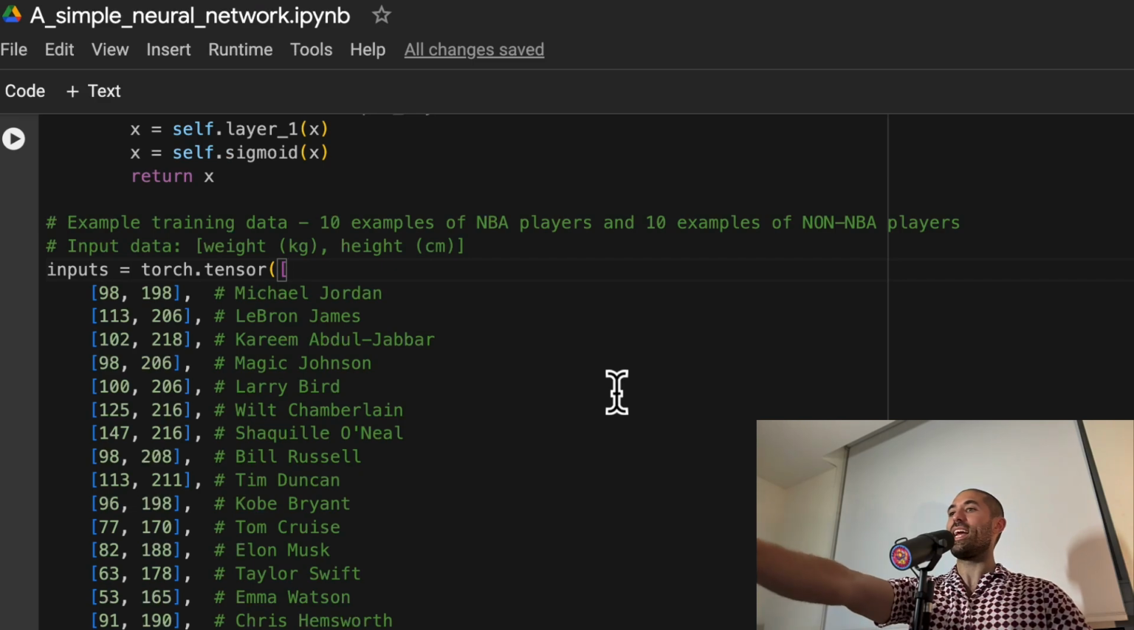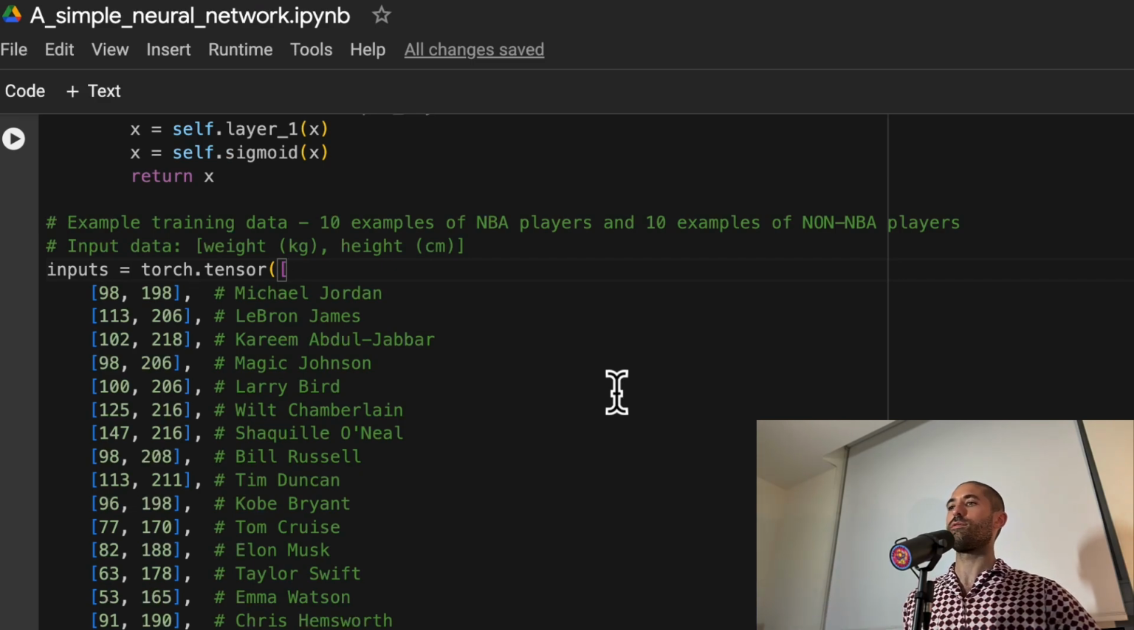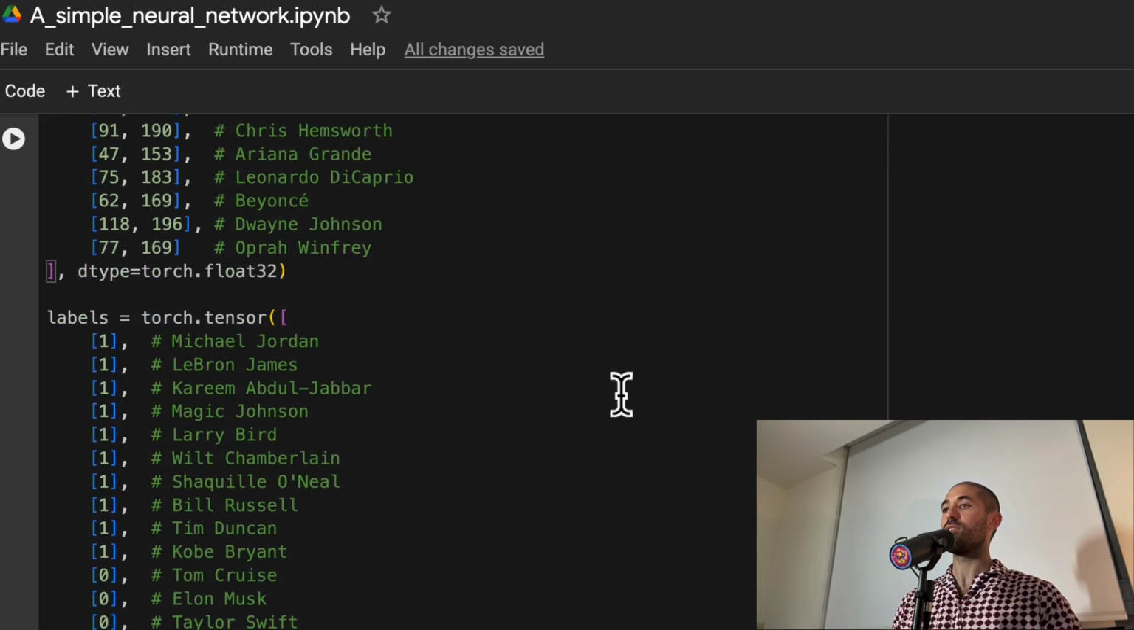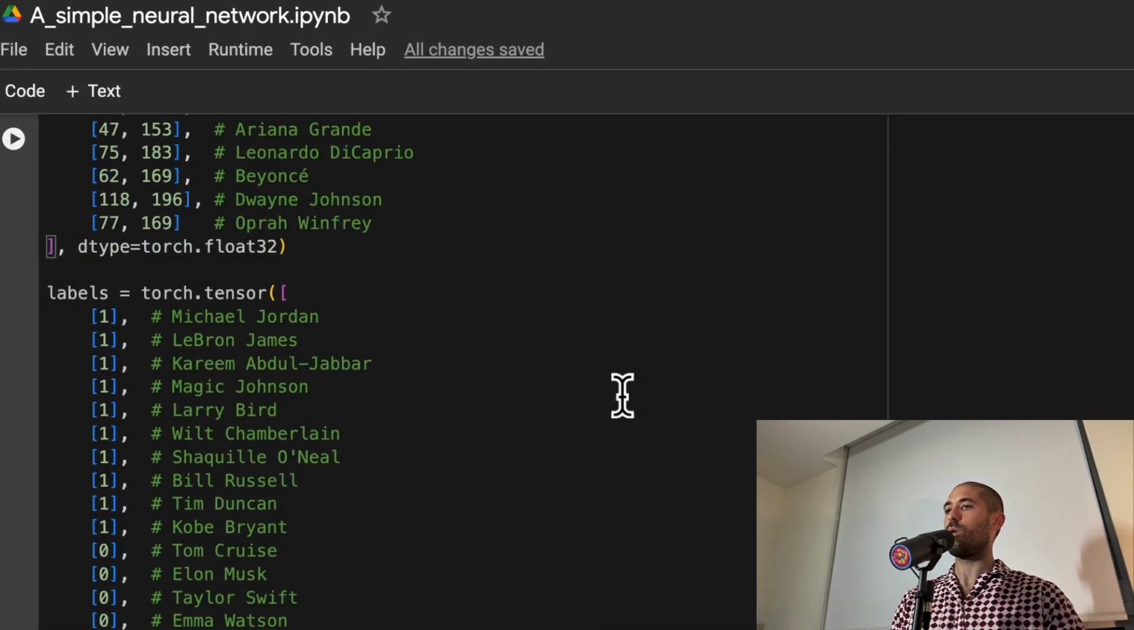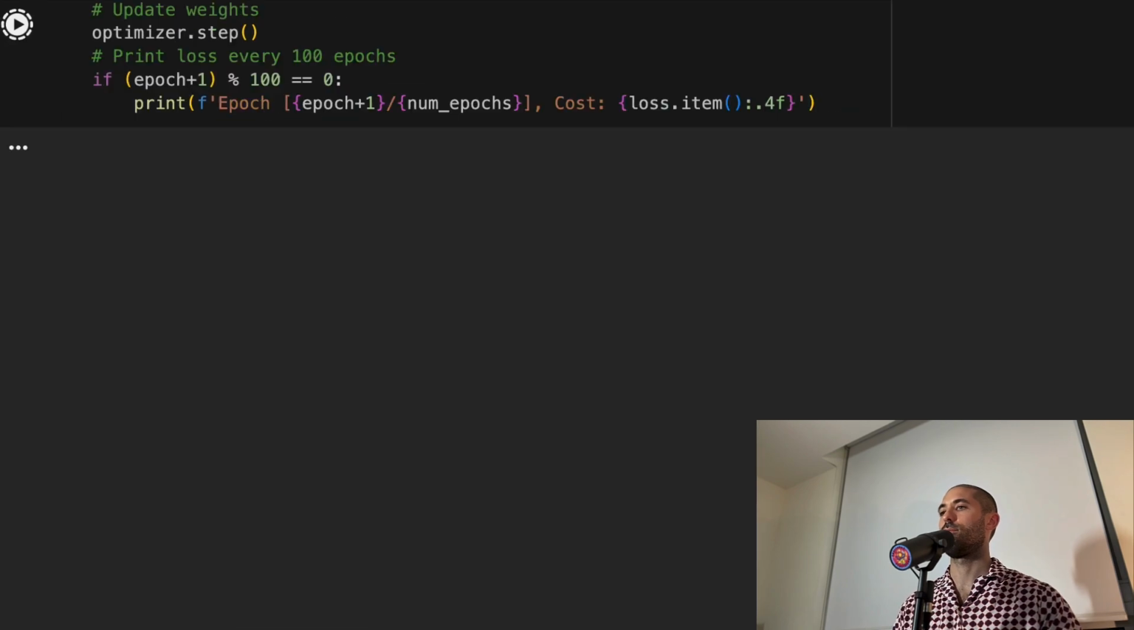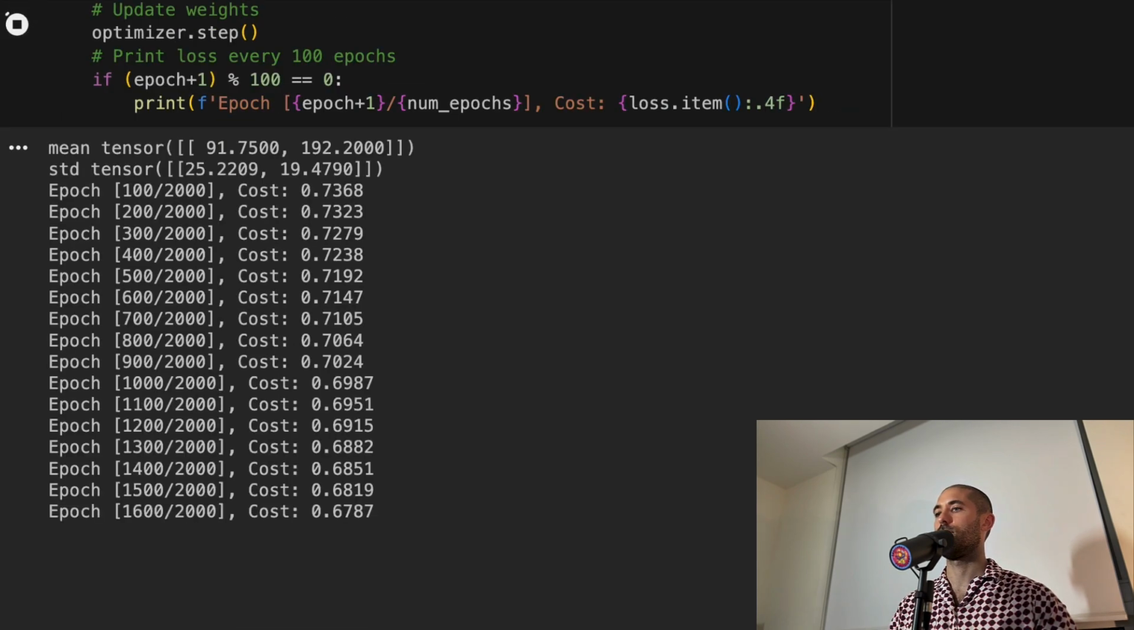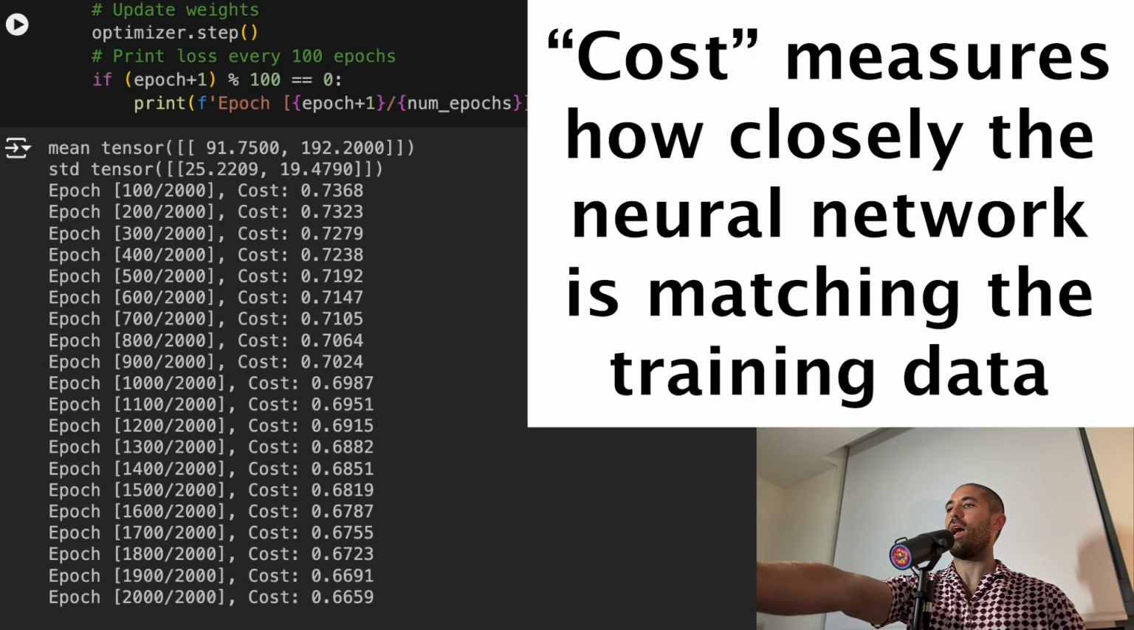Here is the weight and height data of the individuals we are going to use for training. I'm pretty sure you recognize some of these names. Here are the labels that tell us whether or not each individual is an NBA player. Let's now train our neural network on this data. You can see that as backpropagation progresses, or as training progresses, our cost is coming down.